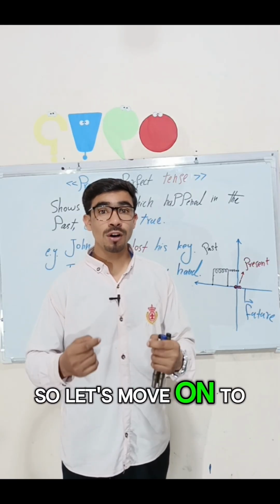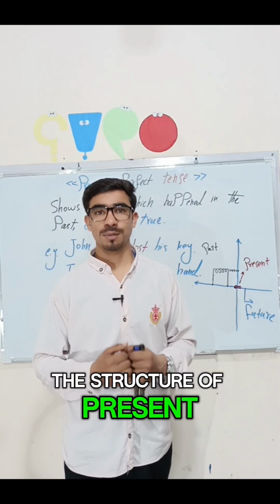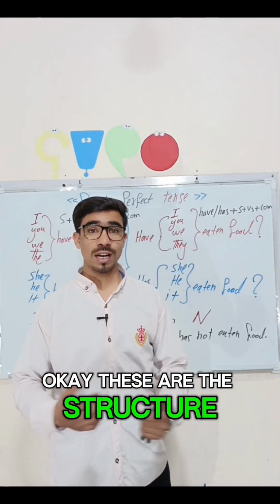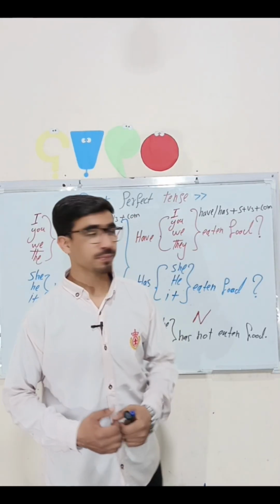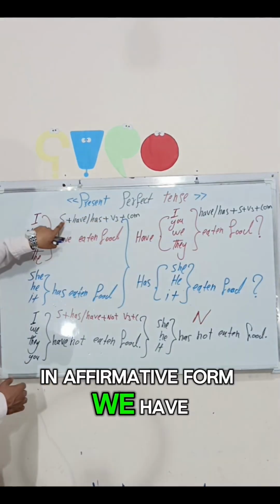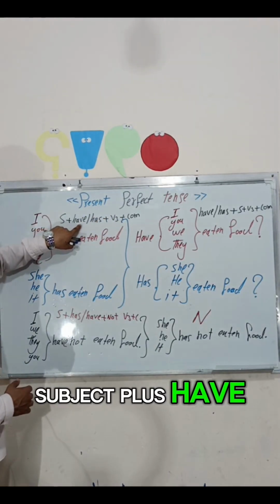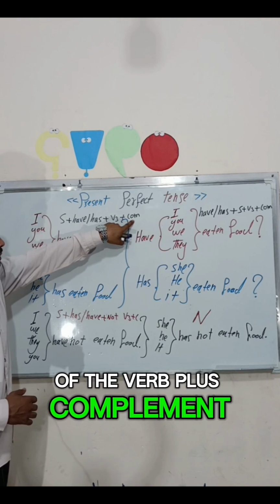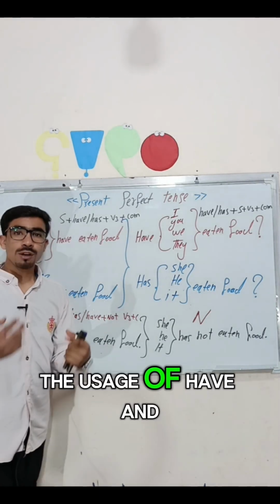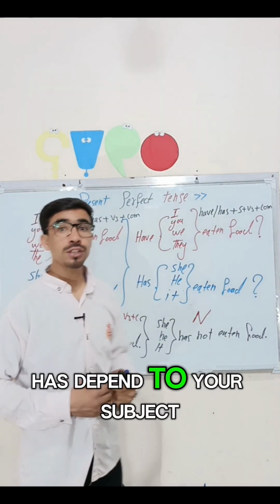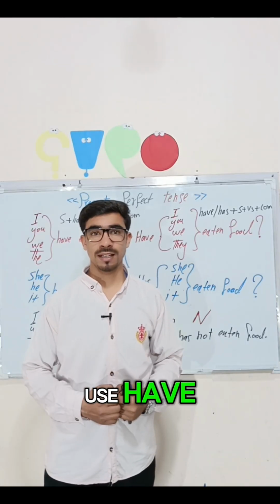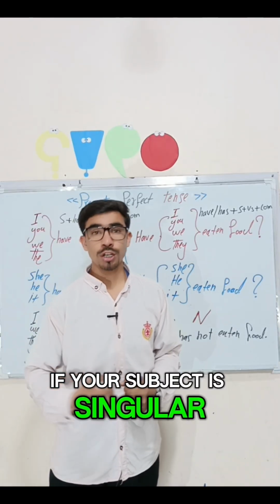So let's move on to the structure of present perfect tense. Okay, this is the structure of present perfect tense. In affirmative form, we have subject plus have or has plus third form of the verb plus complement. The usage of have and has depends on your subject. If your subject is plural, use have. If your subject is singular, use has.